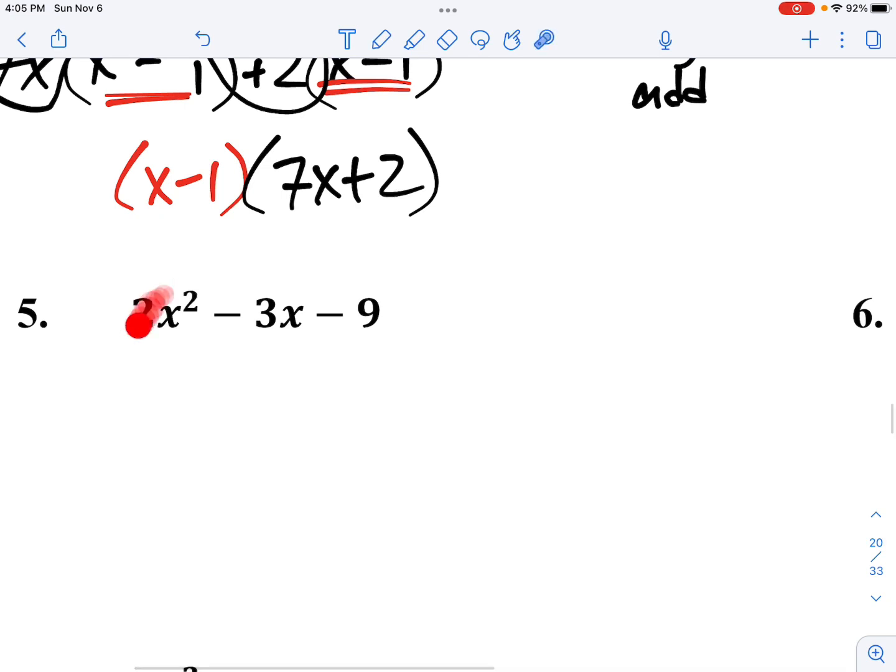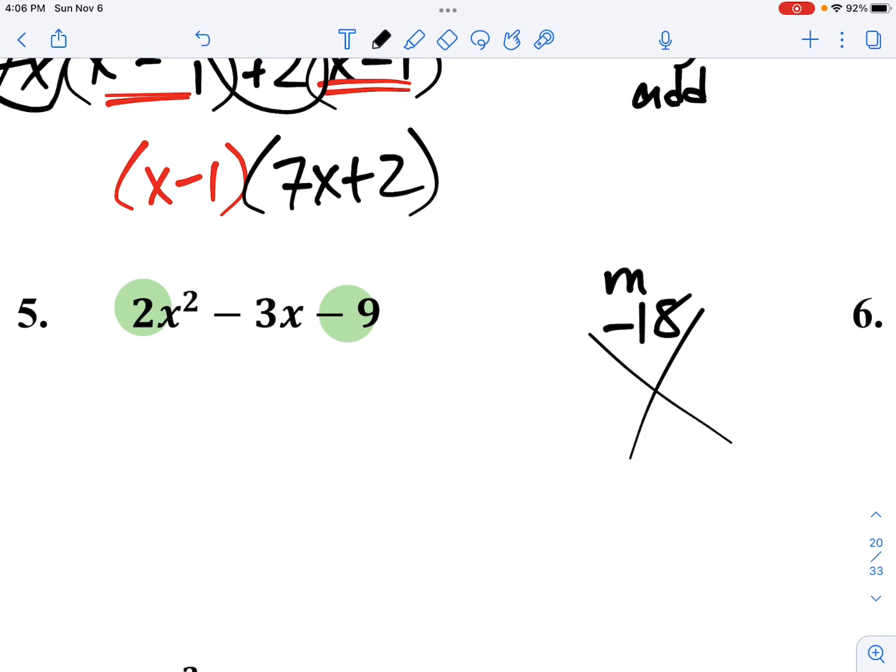I see 3 things. 1, 2, 3. That means I'm going to do this. And remember, there's a 2 here. There's a negative 9 there. Don't lose the negative. When you multiply those, you get negative 18. And this number, negative 3, is what goes in the bottom.